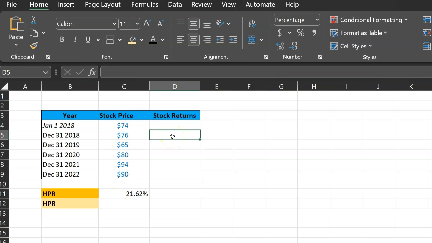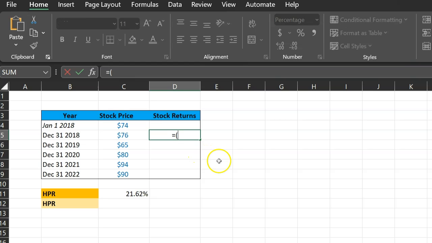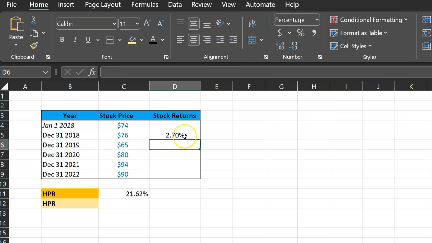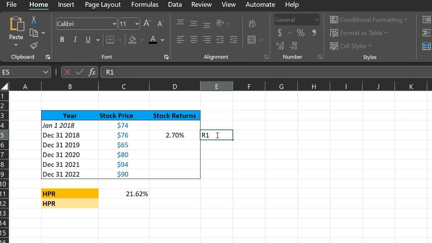So to make this point, let's suppose that you bought the stock at the beginning of the year for 74. By the end, it was worth 76. If I ask you what return did you make in that 1 year? Well, it's similar logic that you can use. You can say, you know what? I bought something for 74. It's worth 76 by the end of the year. So my return is 76 minus 74, all of this divided by 74. So 2.70%. I'm going to call this return in the first year. So R1. R1 is 2.70%.